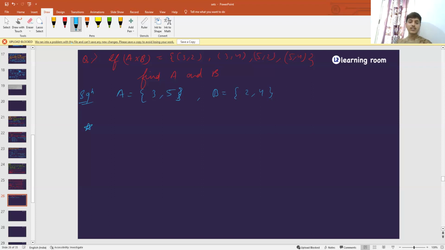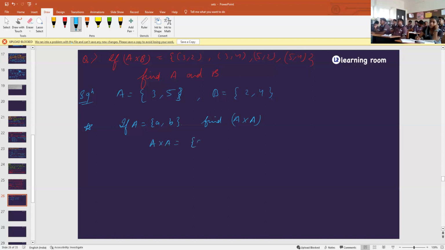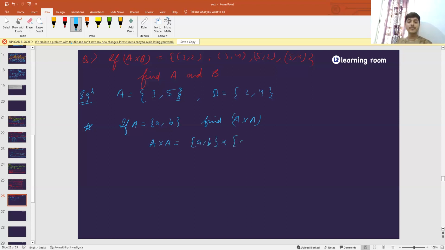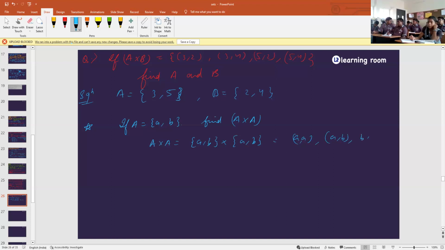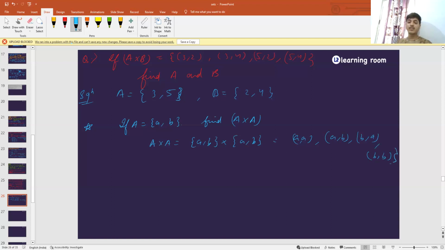Just to acknowledge you, if we have a set A equal to the set a, b, we can find A cross A also. So A cross A will be what? ab multiplied by ab. That will be aa, ab, ba, and bb. Understood? Fine. It was just to acknowledge you.